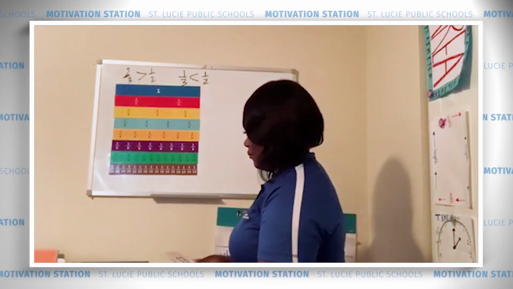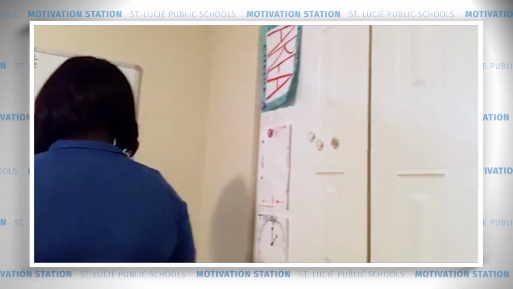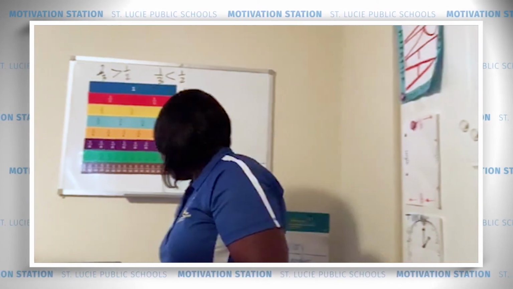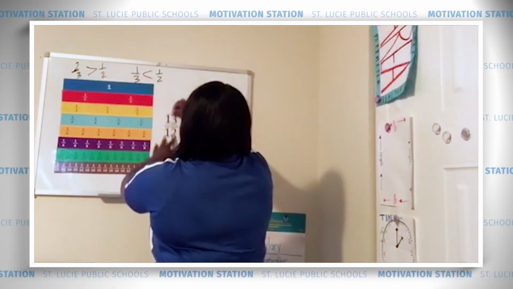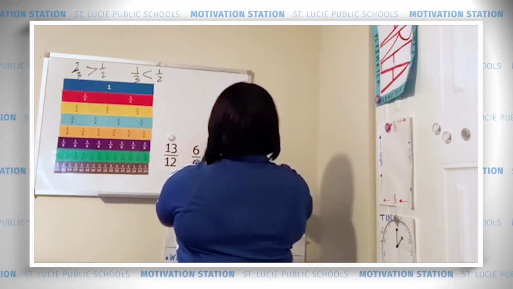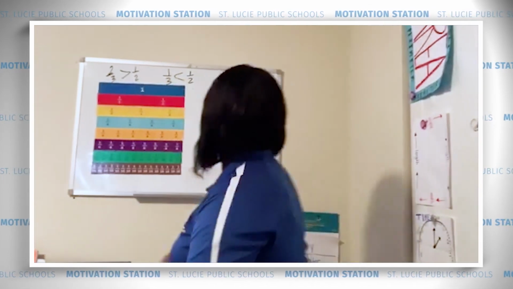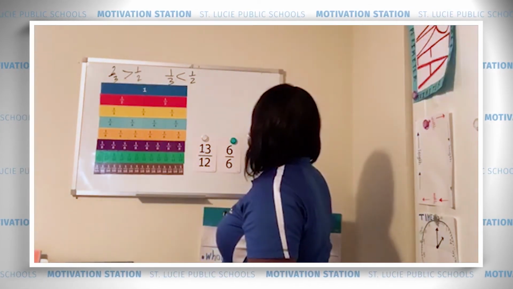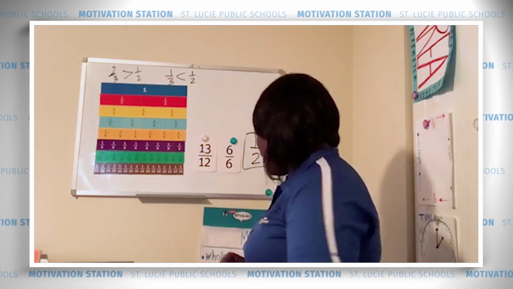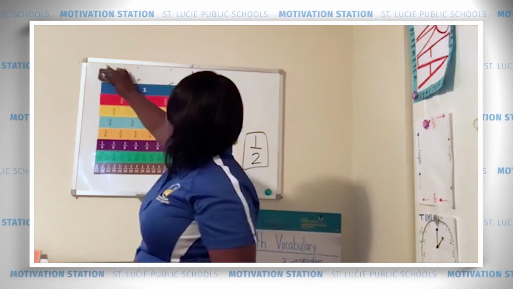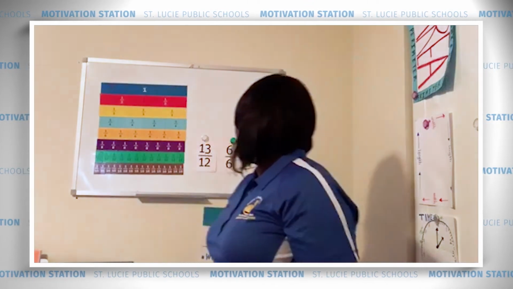Okie doke. So let's take a look at the first set of fractions that are up to bat. We have 13/12, 6/6, and I want to compare these fractions to half. I want to put these fractions in order from least to greatest.